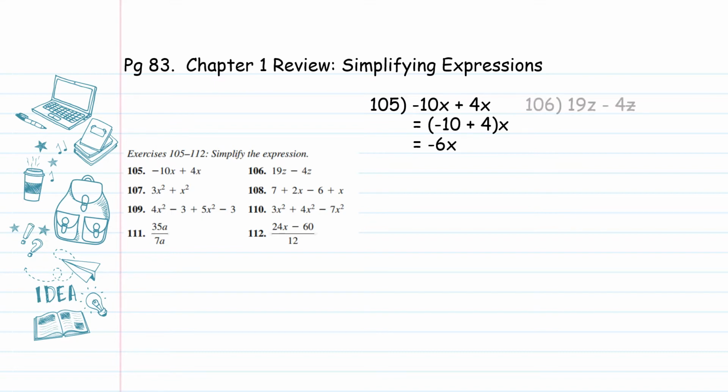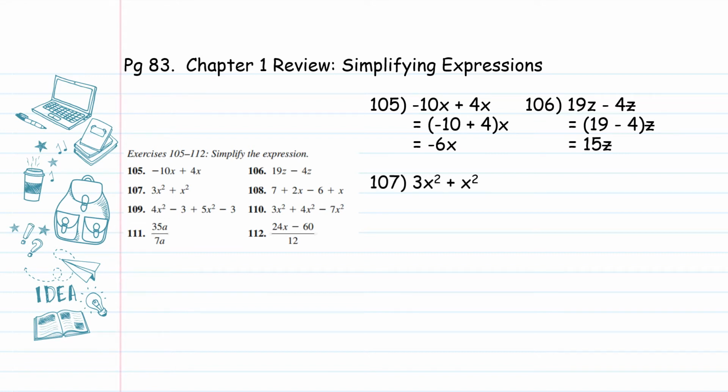For problem 106, we're given 19z minus 4z. So in this case, instead of adding our coefficients, we're going to subtract them. So we're going to get 19 minus 4z, or just simply 15z.